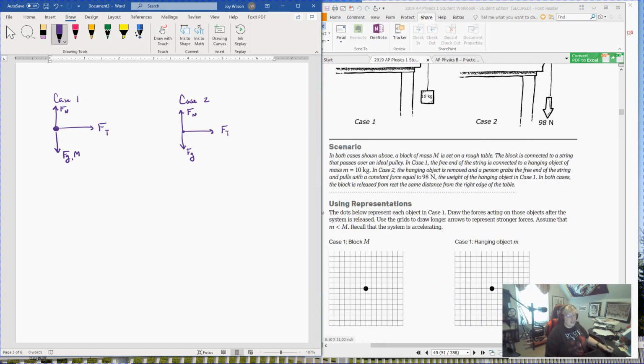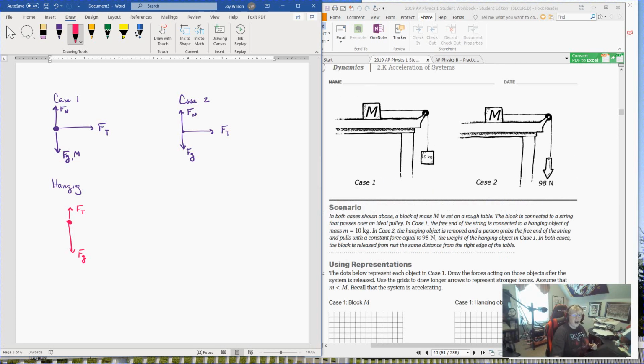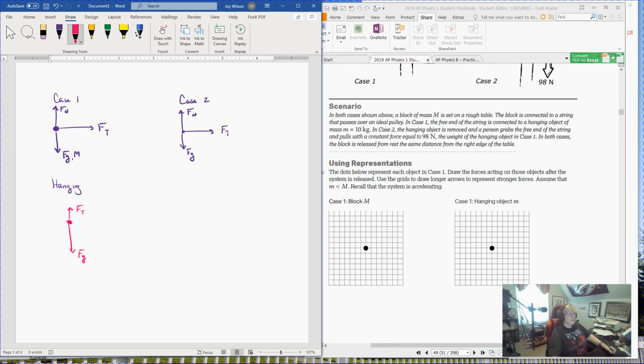Now, what's the free body diagram for the hanging object? Give you a second. The hanging object is going to be force due to gravity and force tension. I'm going to make force gravity noticeably longer because it says the block is released from rest, so it's going to start to fall. There's no friction that would cause the big block, the block of mass M, to stick on the table. So here's our two answers for the first part.